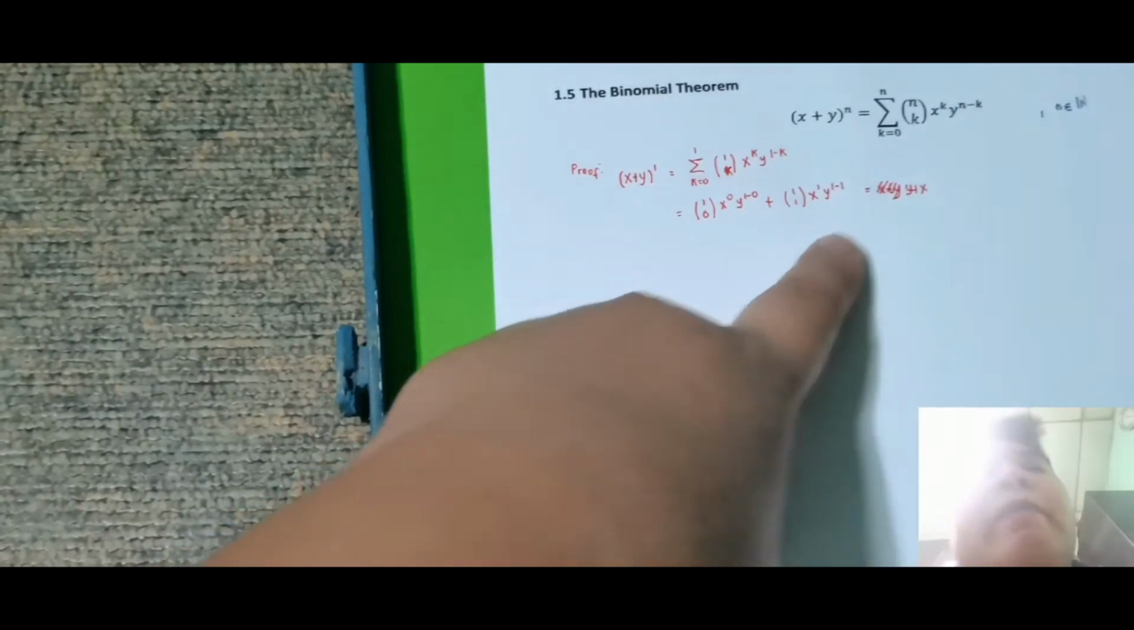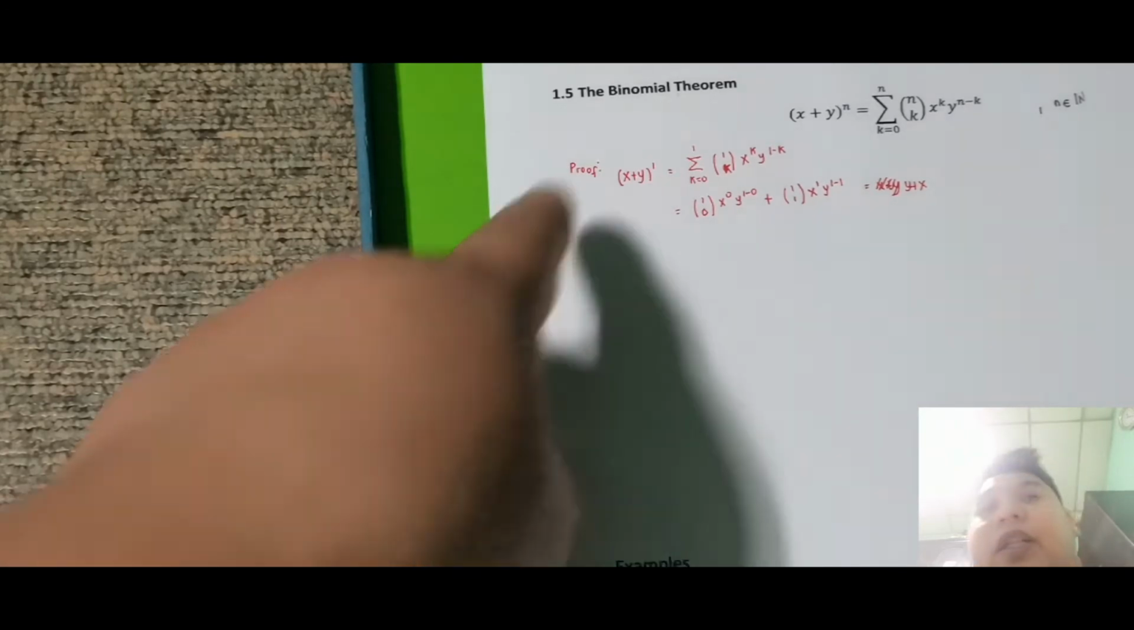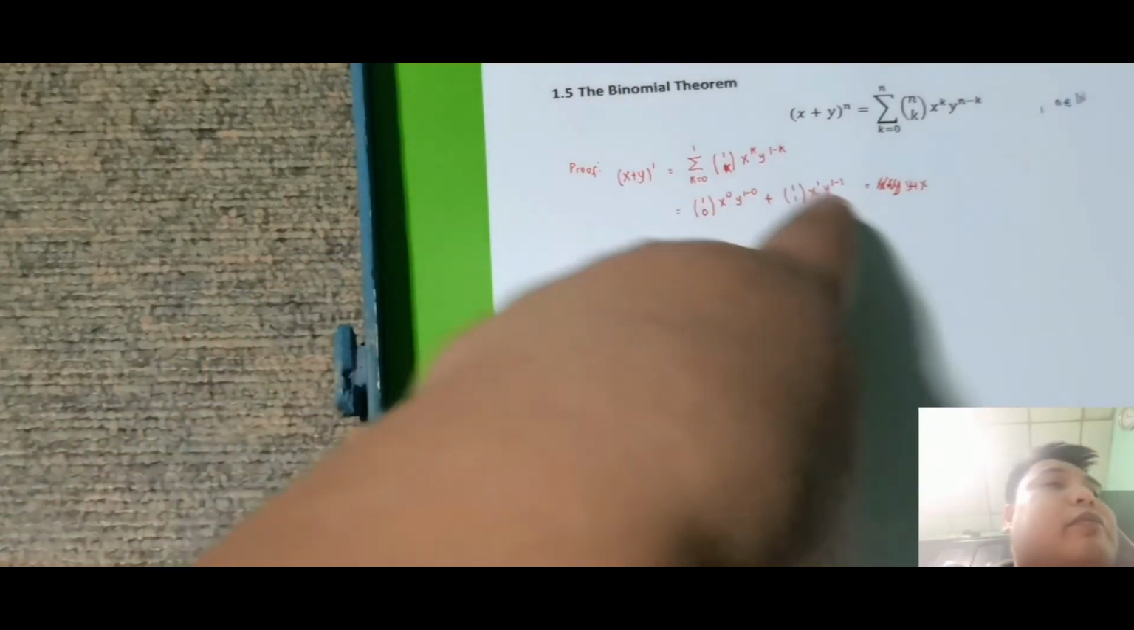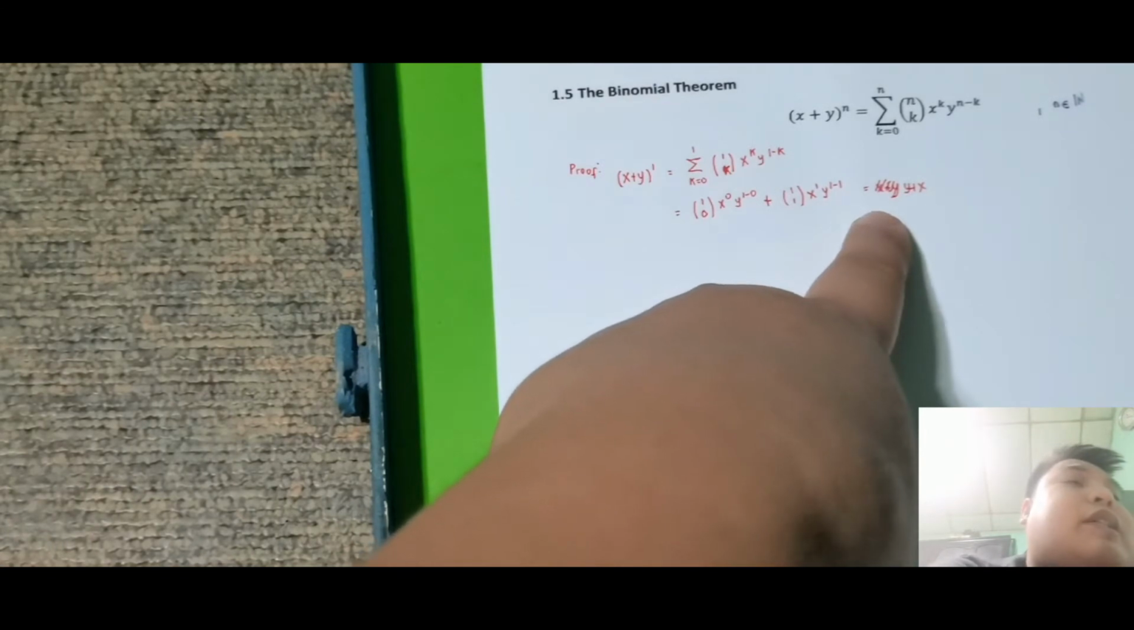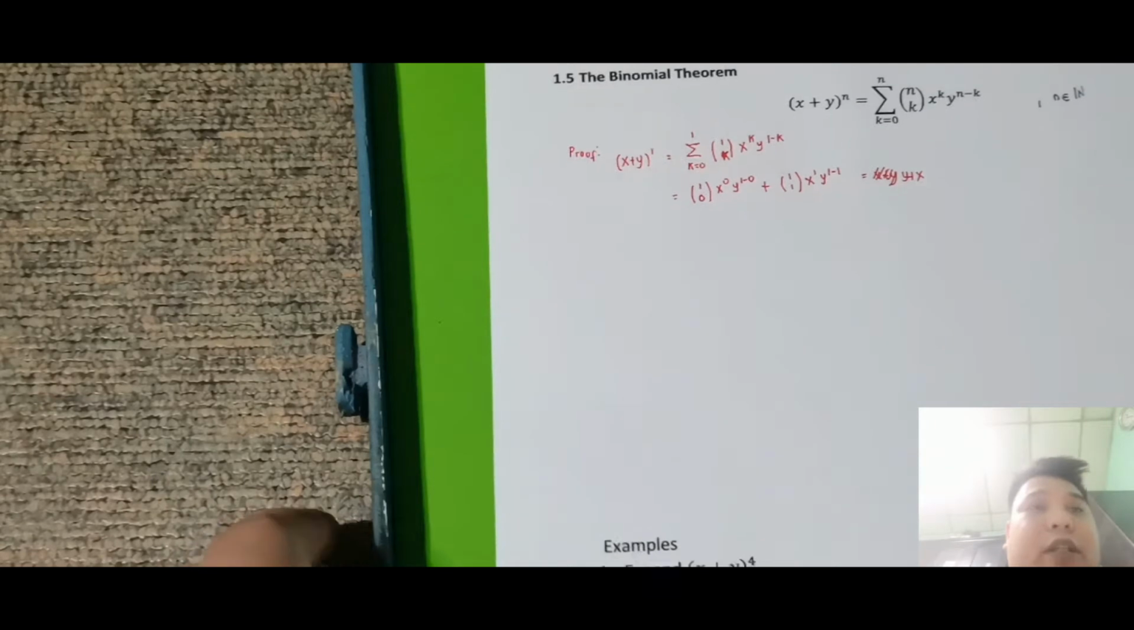So sir, anong ginawa mo? Kumbaga parang verification. So for n is equal to 1, binerify ko lang kung tama ba. So for n is equal to 1, that is x plus y raised to 1, lumabas na y plus x siya, which is equal pa rin naman sa x plus y. Kasi commutative lang naman yun totally.